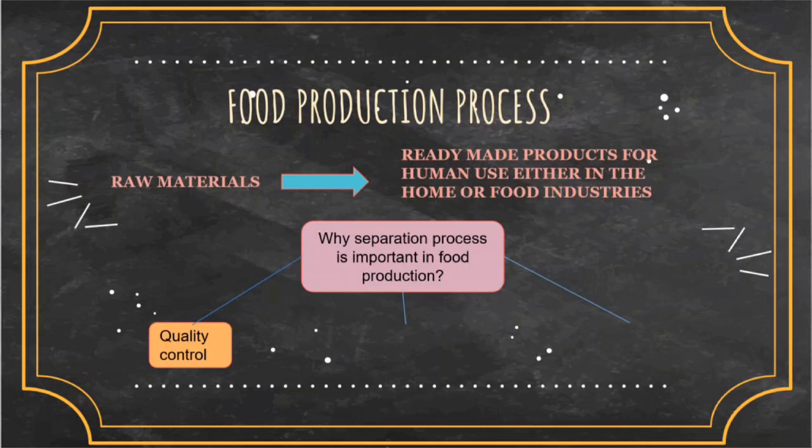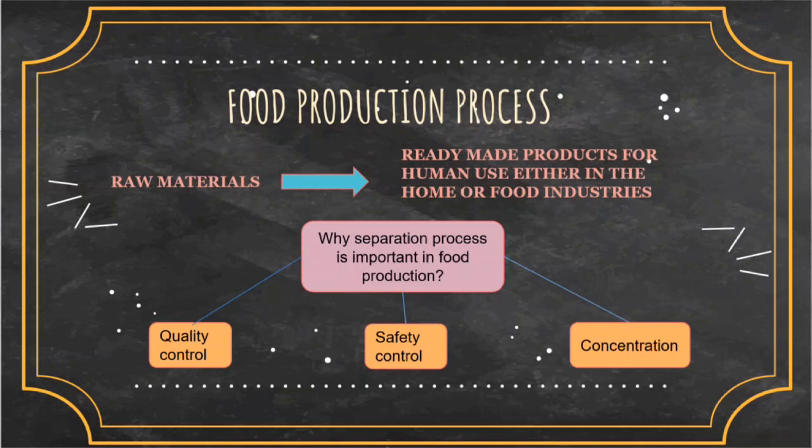The first one is quality control. Separation process helps to remove impurities and unwanted product. The second one is safety control, where the separation process can help to kill the bacteria that will make the food safer to consume. And the last one is concentration, where the separation process is possible to concentrate the output product, making it more flavorful or increasing its shelf life.